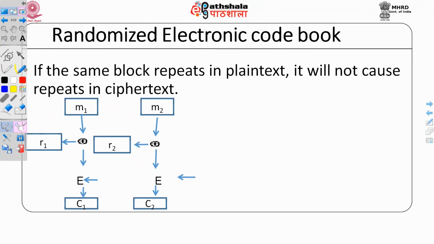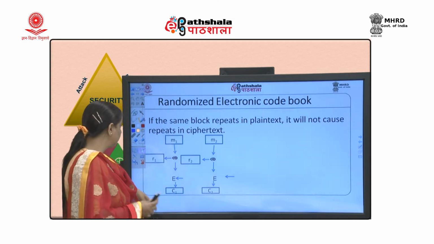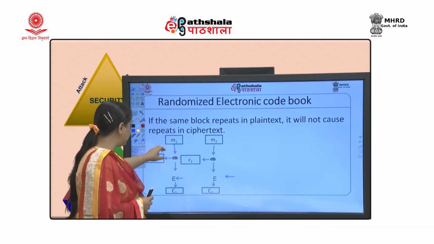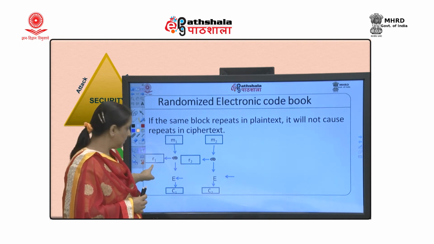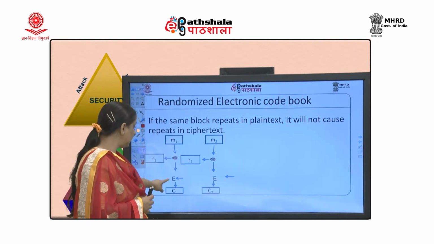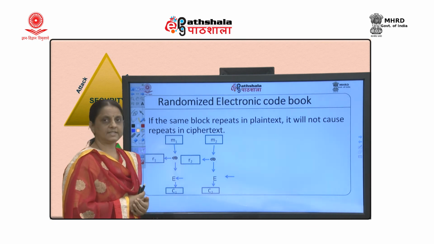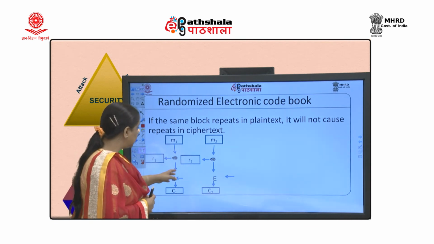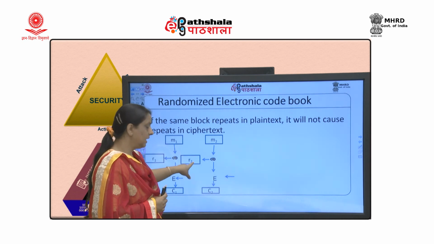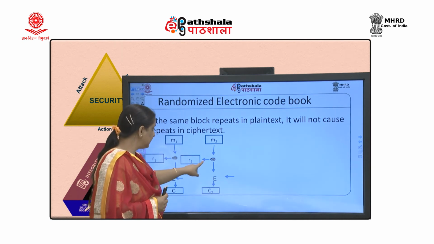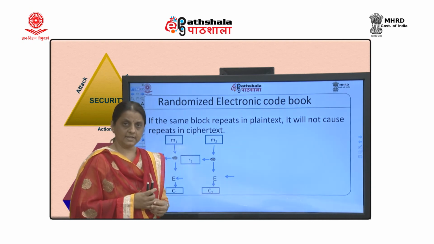So, now what is the solution? One solution is to use the randomized electronic code book. In the randomized code book, what we can see is there is a plain text block which is exclusive OR with a random number, and then it is given to the encryption block and ciphertext is generated. In the same way for block M2, generate another random number, do the exclusive OR, and the output should be encrypted to get C2.